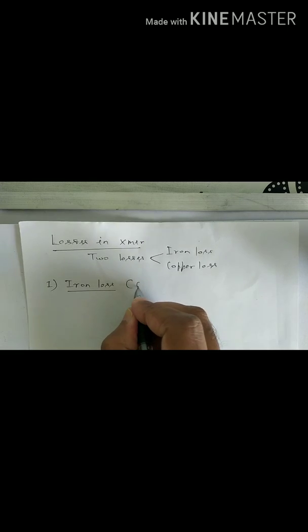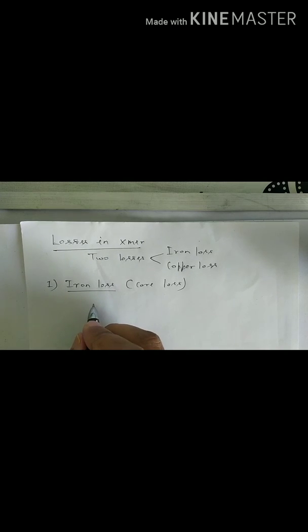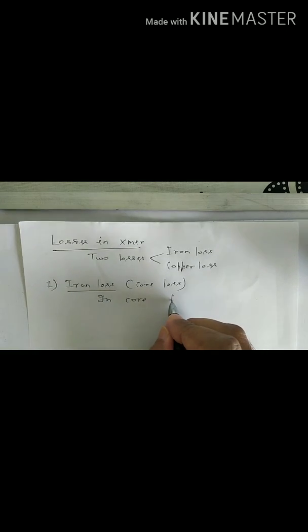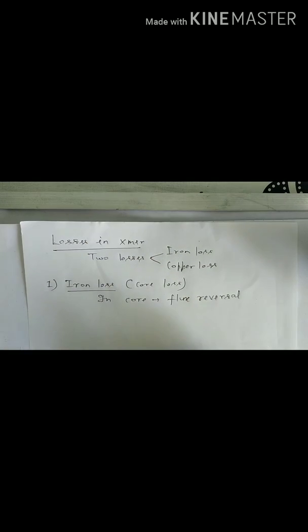Let us see first iron loss. This loss is also known as core loss. So iron loss occurs in core due to flux reversal. As flux is changing because it is alternating, so due to this reversal of flux in core, this loss occurs, right?